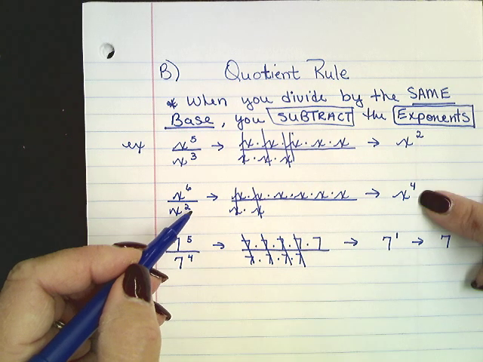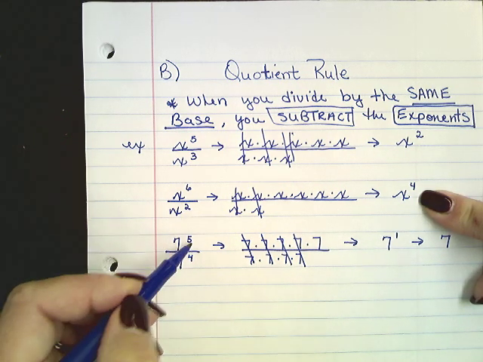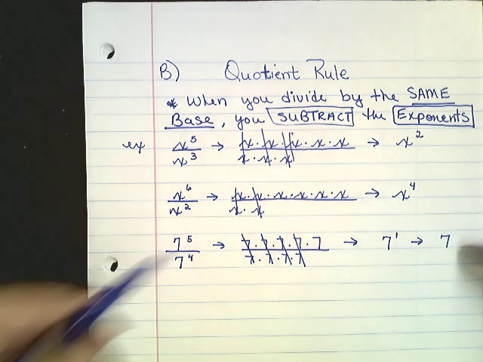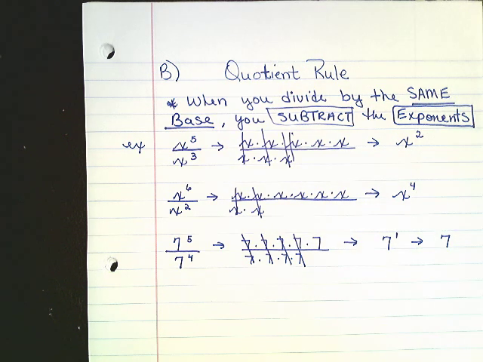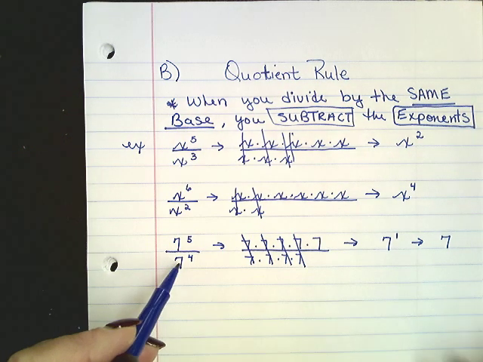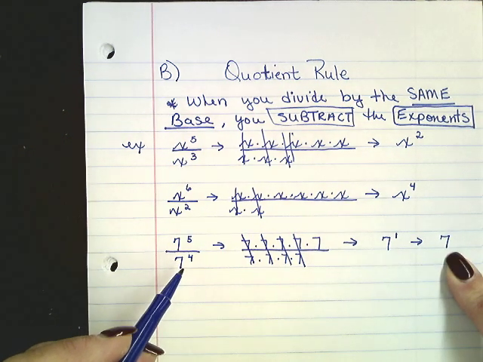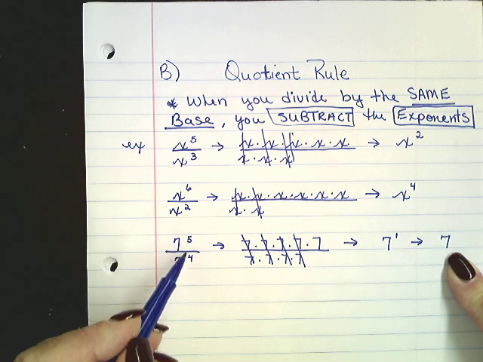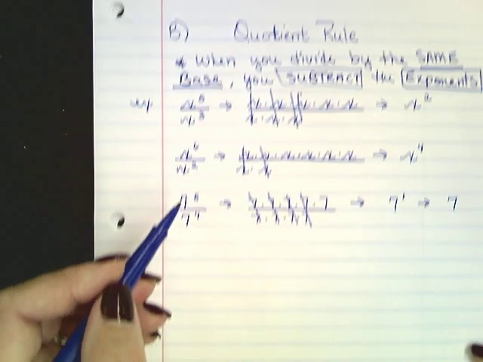6 minus 2 would have given me 4. 5 minus 4 would have given me 1, which is just 7. You are not subtracting the base. You are only subtracting the exponents. So you're not going to say 7 minus 7 is 0. No. You're only subtracting the exponents.